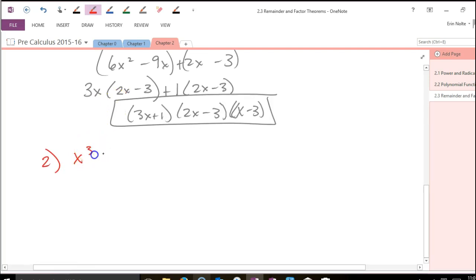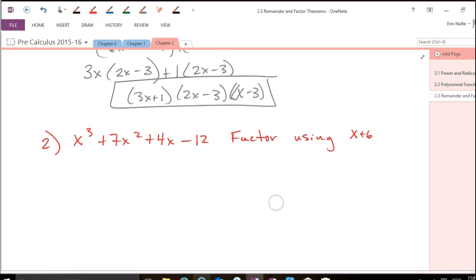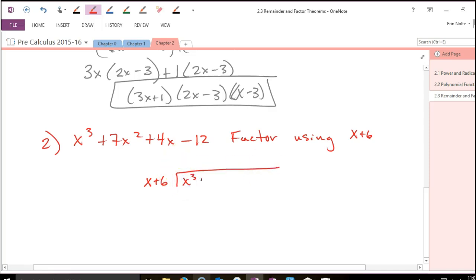Okay, so let's do x cubed plus 7x squared plus 4x minus 12, and we're going to completely factor using x plus 3 as a factor. Okay? So I set it up. X plus 6. Whoops. Yep. That's what I didn't say, but wrote correctly for once. I was just asking. Write it. Good point. It's best to ask. All right, ready? Here we go.